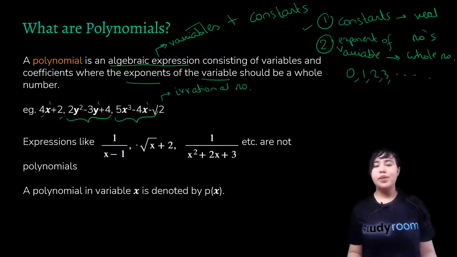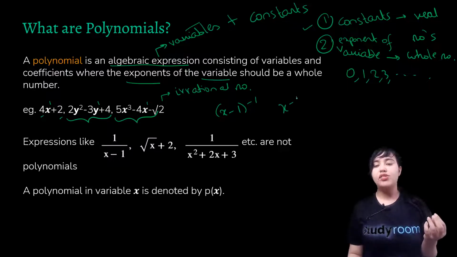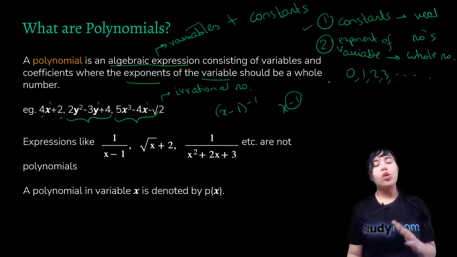Now let's have a look at expressions which are not polynomials, like 1 upon x minus 1. Here you are basically getting x minus 1 to the power minus 1, which means x will definitely have a power of minus 1, and minus 1 is not a whole number. Whole numbers start from 0.